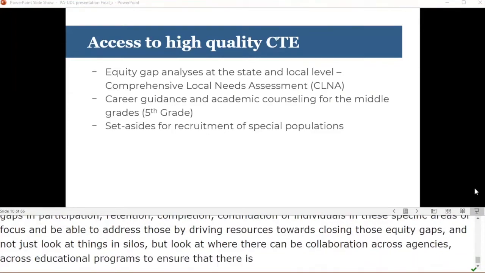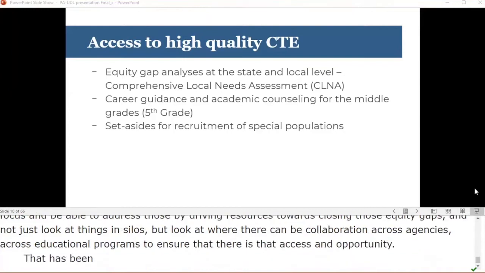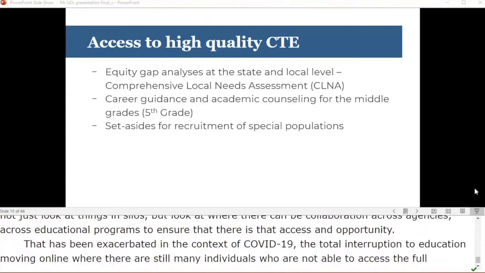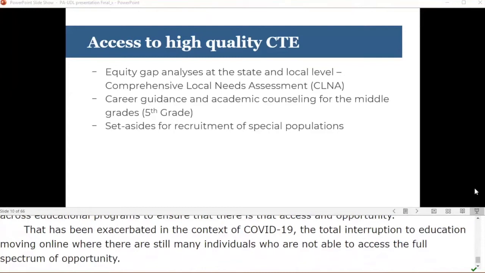And that has been exacerbated in the context of COVID-19, the total interruption to education, moving online, where there are still many individuals who are not able to access the full spectrum of opportunity. And so ensuring that individuals are able to get the high quality education and training that they need.